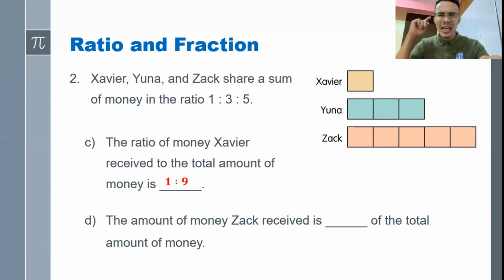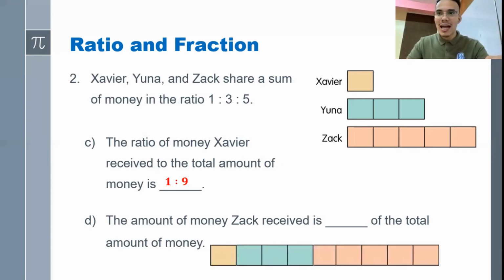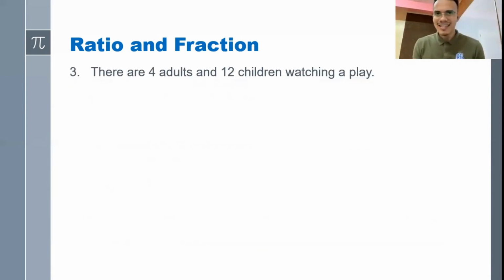So I'm just going to illustrate letter D by putting all the bars side by side. We have Xavier, Yuna, and Zach. We have a total of 9 equal parts. Zach's money has 5 parts, right? 5 parts out of 9 parts. So the fraction is 5/9.